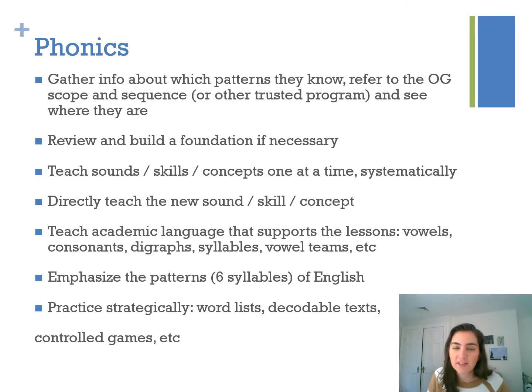Okay, so the 6 syllable types, even if you don't start there by talking about it, ideally that is framing all the work you do, and you will bring them up to that level where they can start to see that our words are made up of all these syllable types and patterns, plus morphology, plus irregular words. But, you know, mostly it's the 6 syllable types.